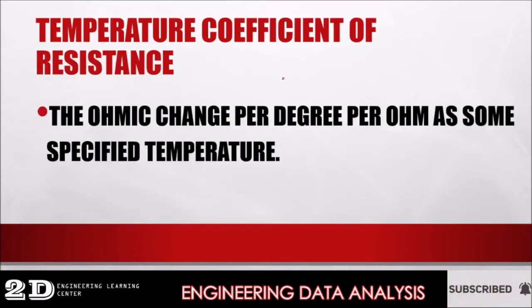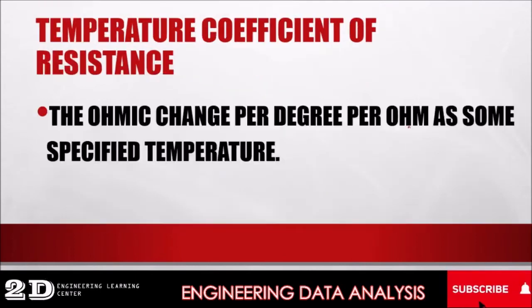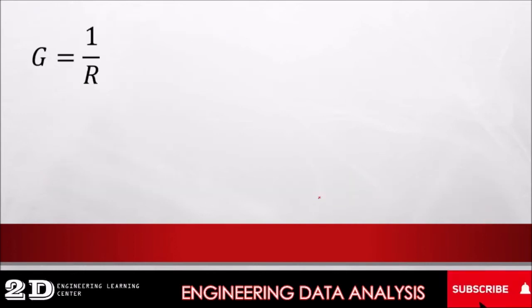Then we have the resistance coefficient of this, so the ohmic change per degree per ohm at some specified temperature. So ito na yon, yung alpha natin. Okay. Then we have conductance. Conductance is the measure of the material's ability to conduct electric current. So it is the reciprocal of resistance. The unit for conductance is Siemens. Formerly it was called mho, which is the reverse of the unit for resistance, which is ohm, but now it is called Siemens. So this is the formula for conductance.